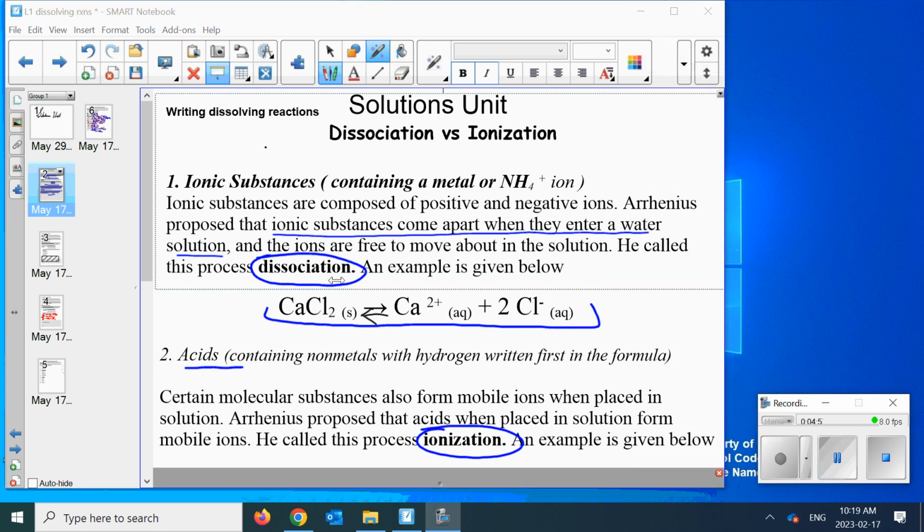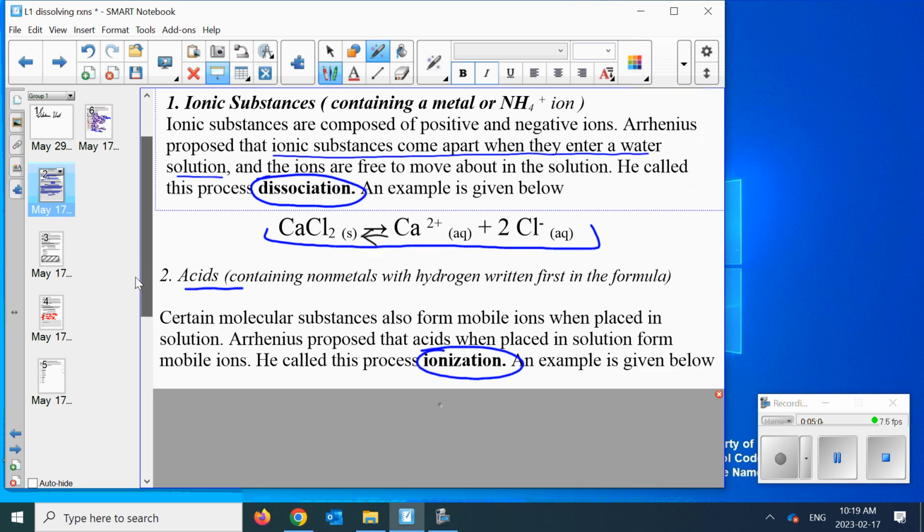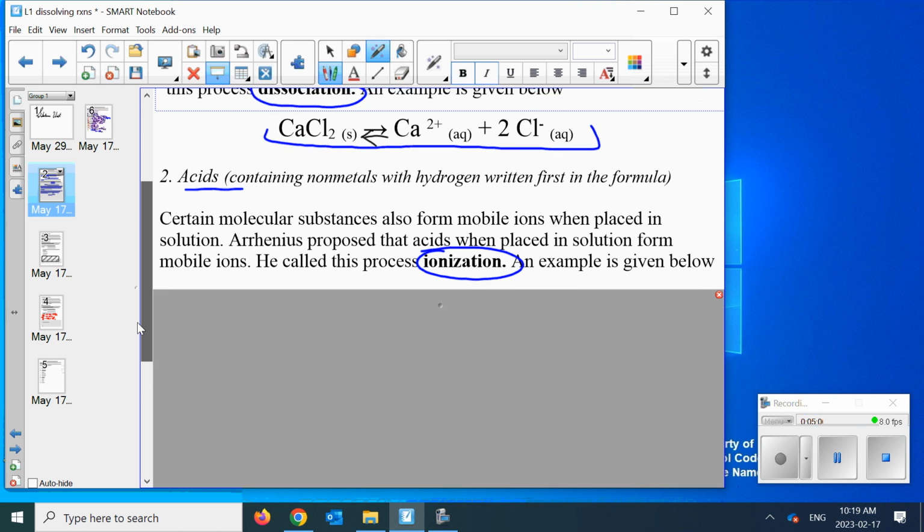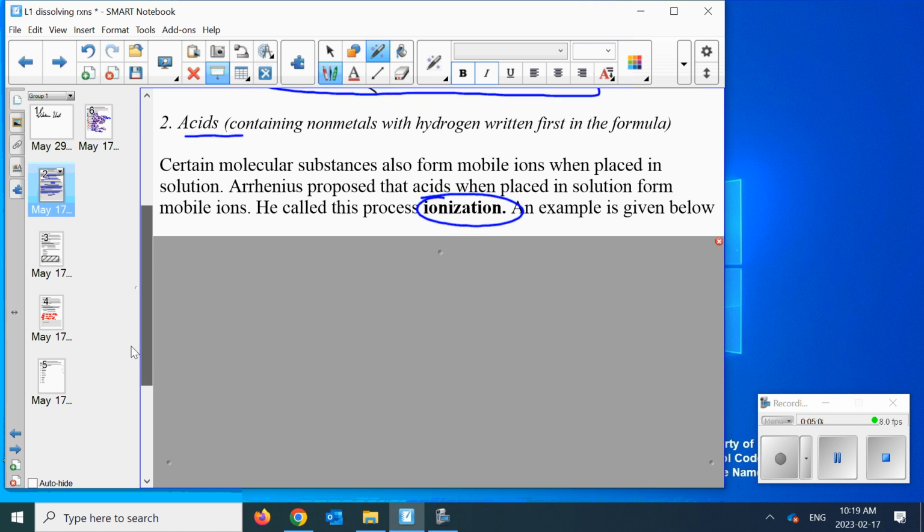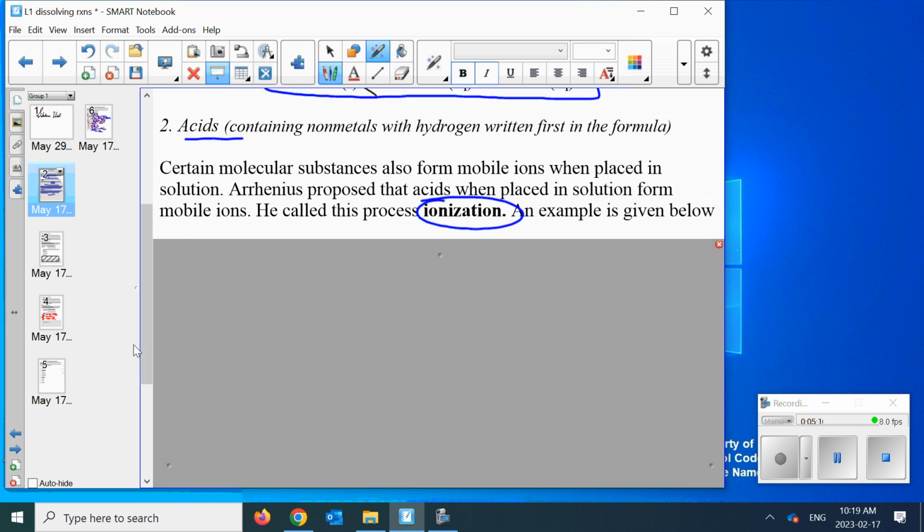Now, the other thing, okay, so ionic substances like salts themselves. Dissociation is a better word than dissolve. It separates into ions. Acids also have a positive and a negative, but the positive is hydrogen. So I asked you to write down acids containing a non-metal with hydrogen written first in the formula, H plus.